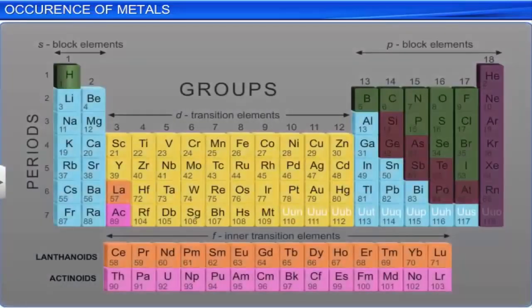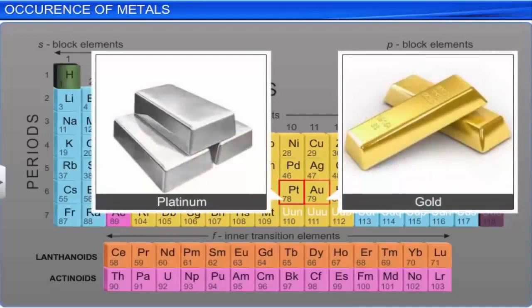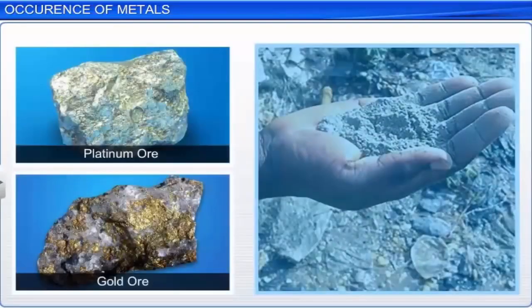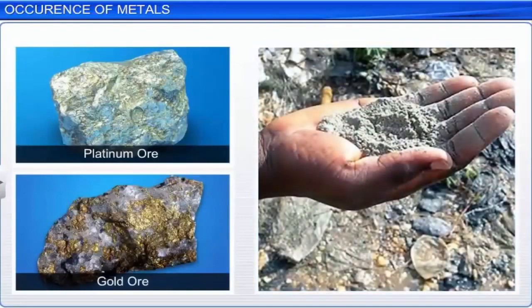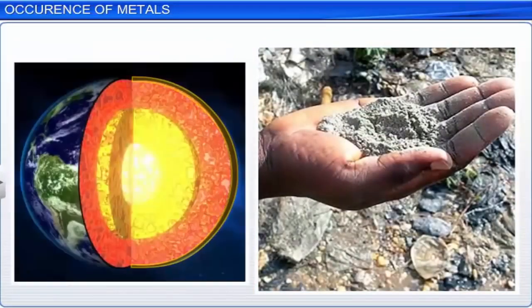The only metals found in free or native state are gold and platinum. They are usually found along with earthly or rocky impurities such as sand and clay in the Earth's crust.